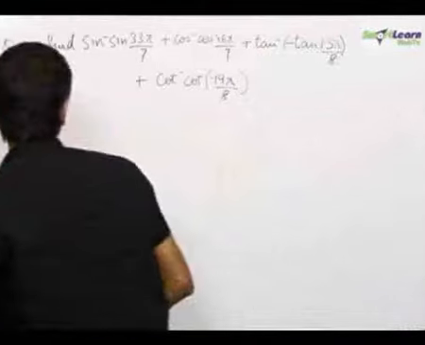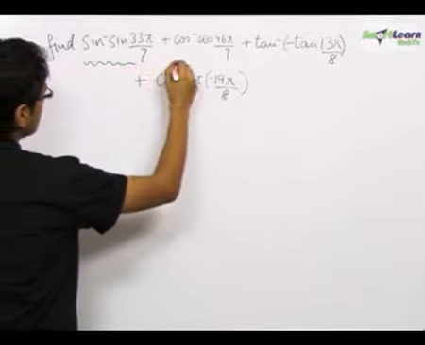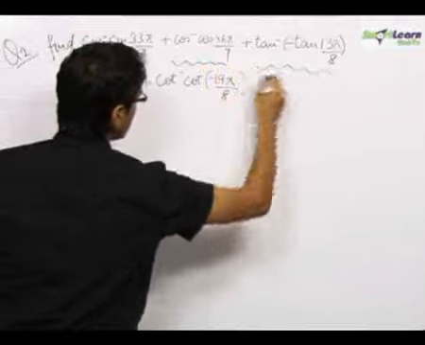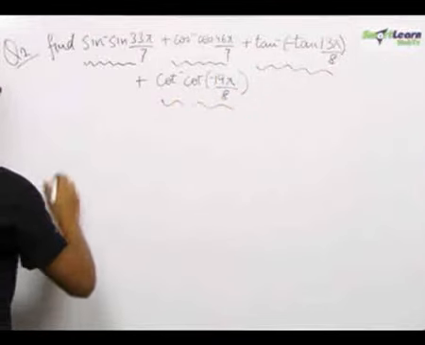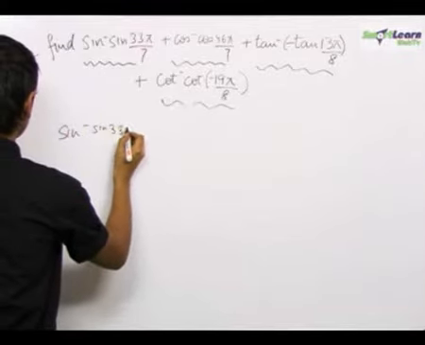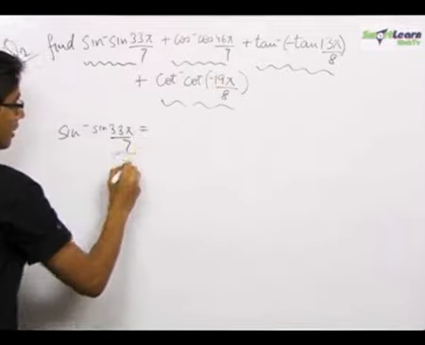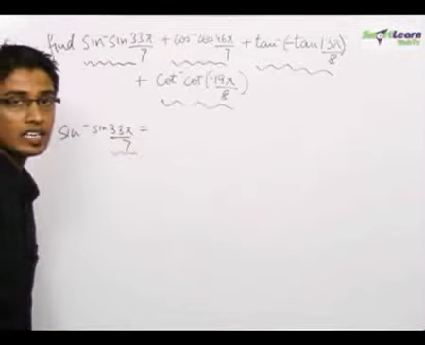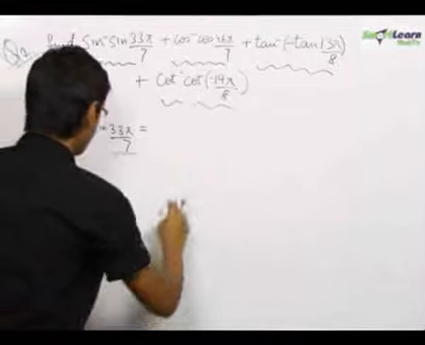Now we'll try to solve this question. Individually we'll solve each of these terms and then we'll add all the values. Sine inverse of sine 33 pi by 7. We try to convert this angle in the range of minus pi by 2 to pi by 2 so that it can directly come out of the sine function.